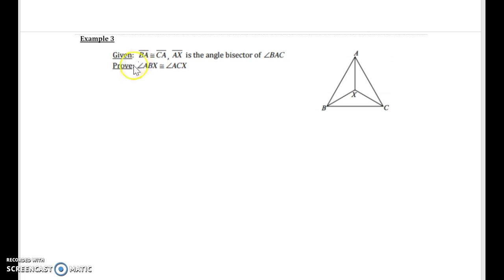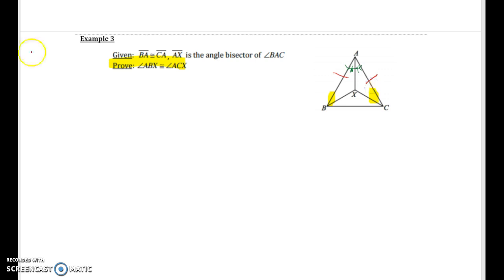Given BA congruent to CA, so let's mark that on our diagram. Given AX is the angle bisector of angle BAC. So again, I'm going to mark that on my diagram. And we want to prove that angle ABX is the same as ACX. So ABX is the same as ACX.